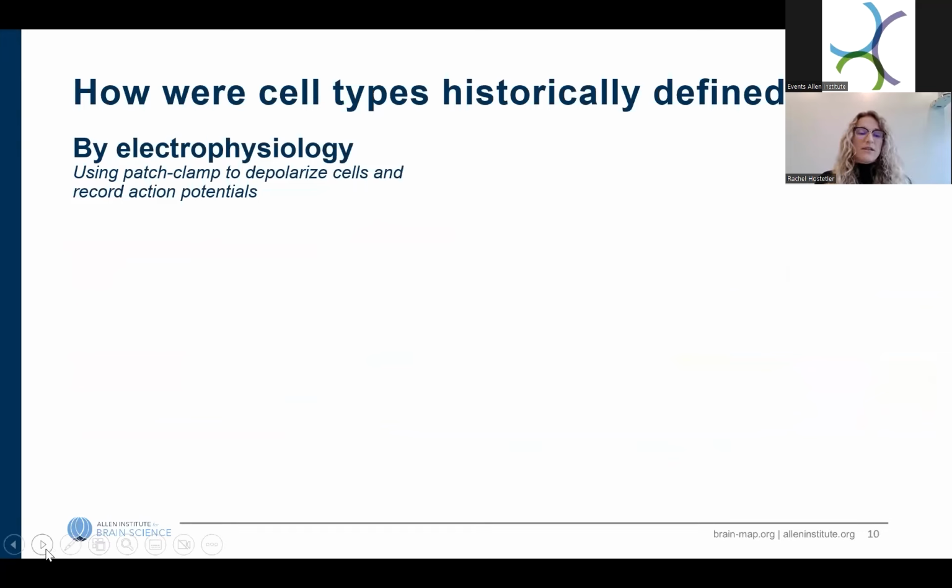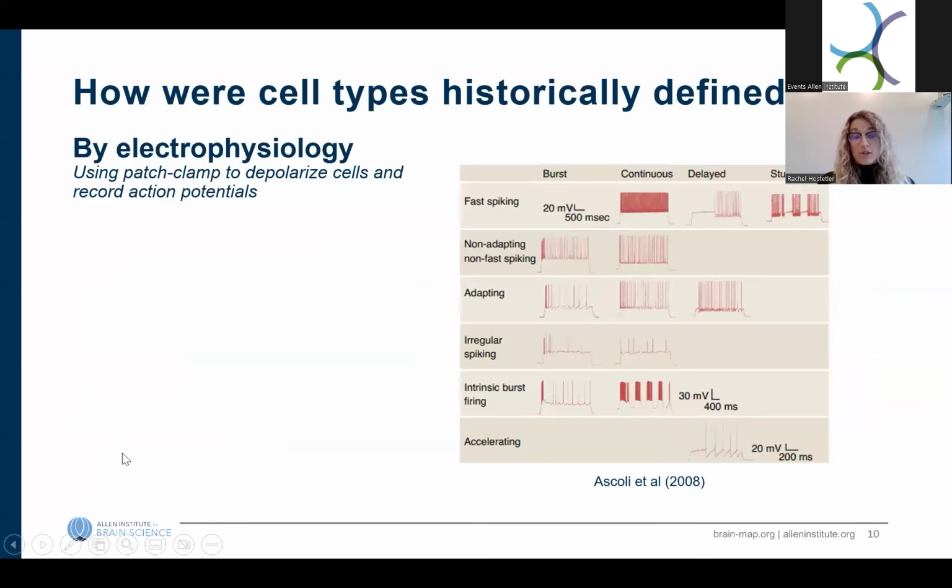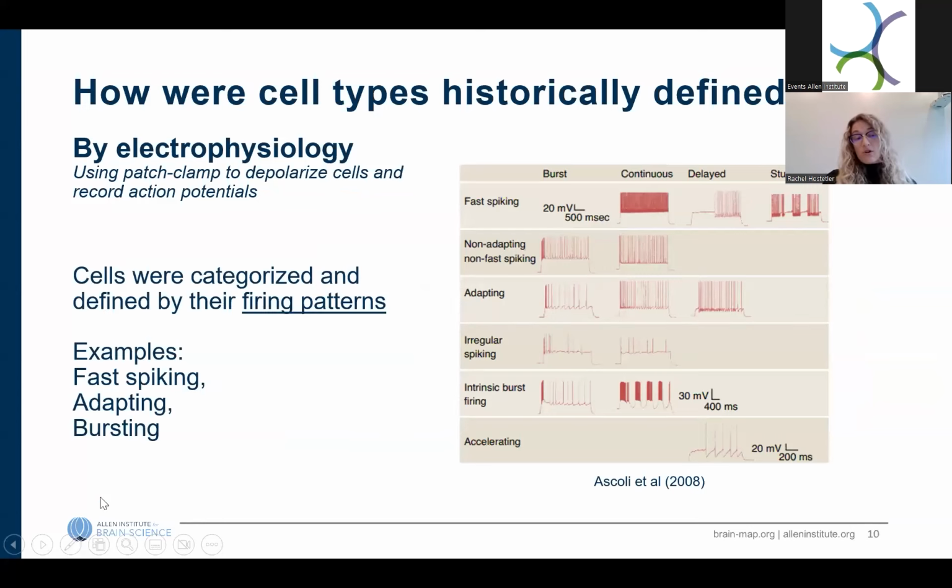But cells also have unique intrinsic characteristics as well. And one of the ways that we can measure intrinsic characteristics of cells is through electrophysiology. With electrophysiology, we can use patch clamp to depolarize cells and record their specific action potentials and their firing patterns. To the untrained eye, if you're not an electrophysiologist, you can see that these patterns all look very different between the fast spiking cells, the adapting cells, the irregular spiking cells. Just by glancing by eye, you can see that they have different patterns.